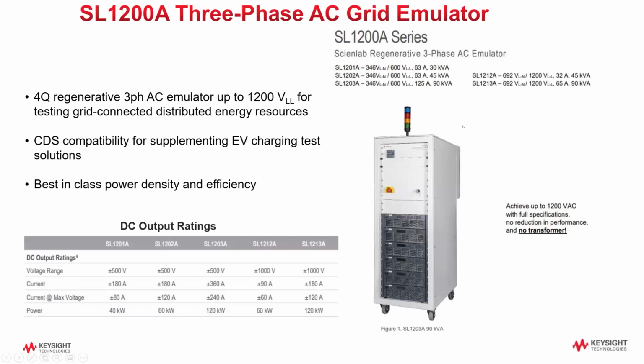And the next slide shows the different models that we have. We have both 600 line-to-line models along with 1200 volt line-to-line models as well, along with their DC output ranges for the 5 different models. So again, very versatile here. We can act as an AC grid emulator or a DC source and load.